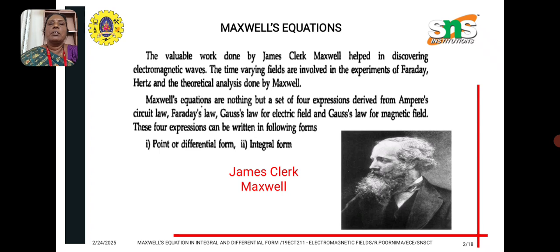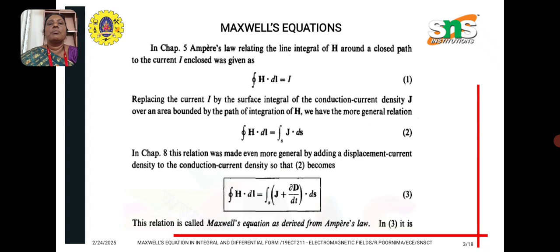The first form is point form, otherwise called differential form, and the second form is known as integral form. The first Maxwell's equation is derived from Ampere's law. We know Ampere's law relates the line integral of H around a closed path to the current I enclosed in the circuit, that is, the closed line integral of H dot dl equals I. But we know that I is the current, which is the integration of current density over the surface. So in equation 1, I is replaced by the integration of J dot ds.